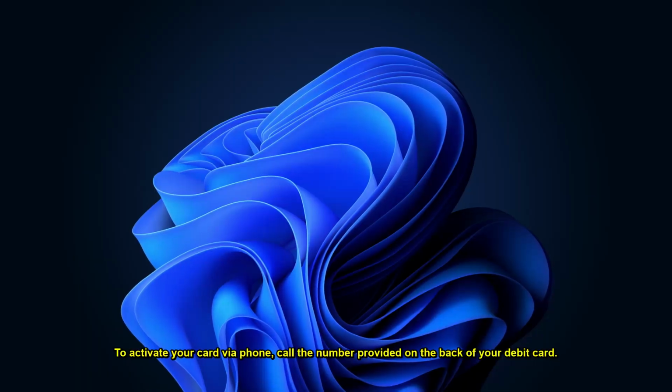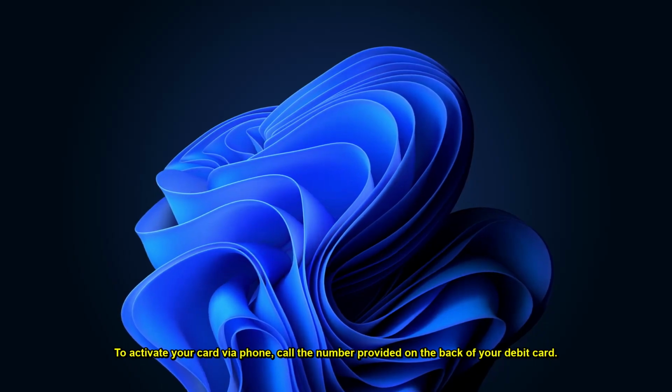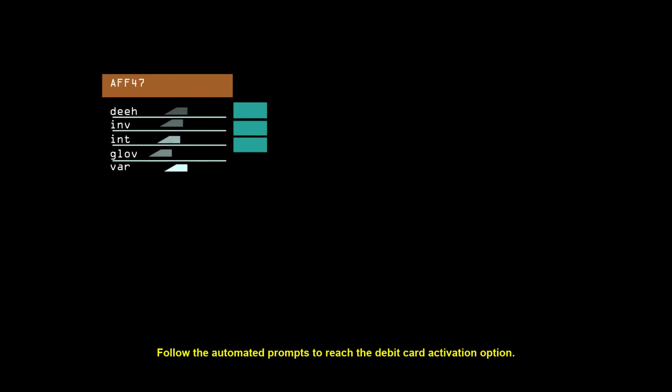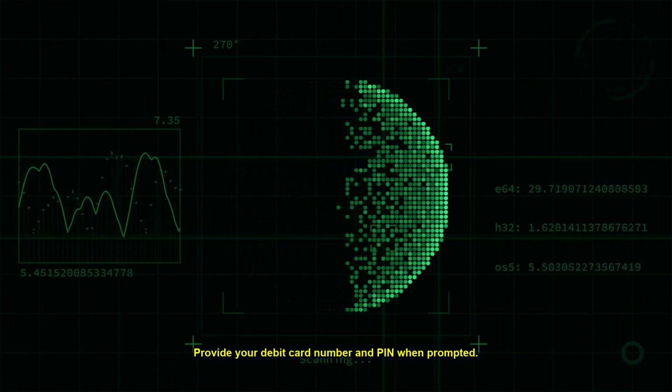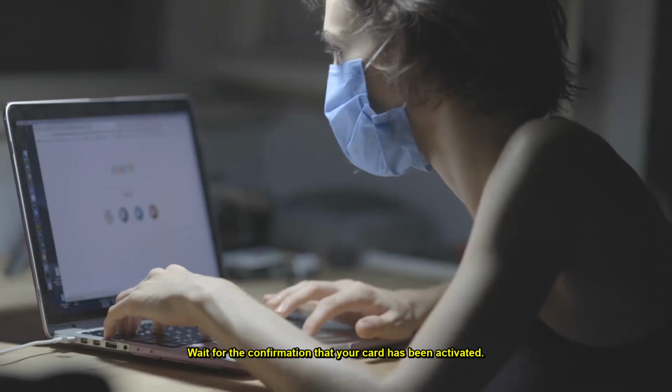To activate your card via phone, call the number provided on the back of your debit card. Follow the automated prompts to reach the debit card activation option. Provide your debit card number and PIN when prompted. Wait for the confirmation that your card has been activated.